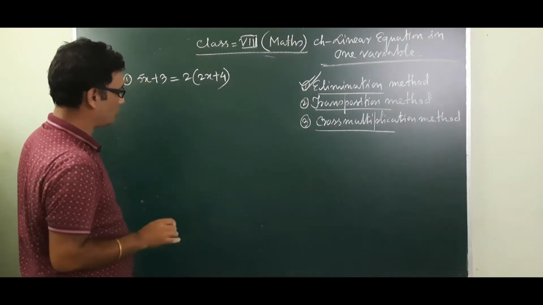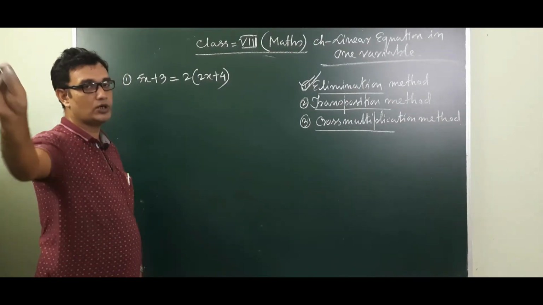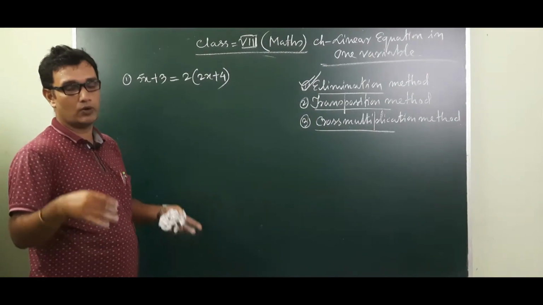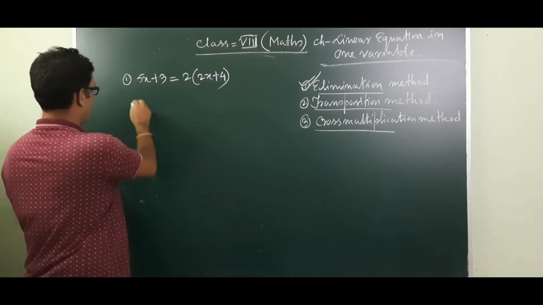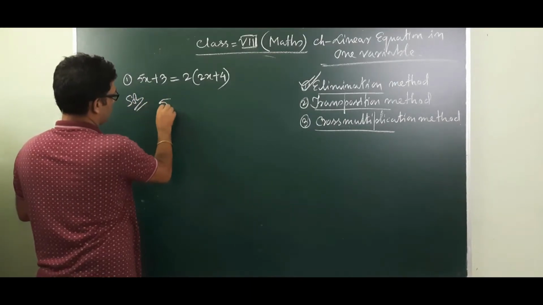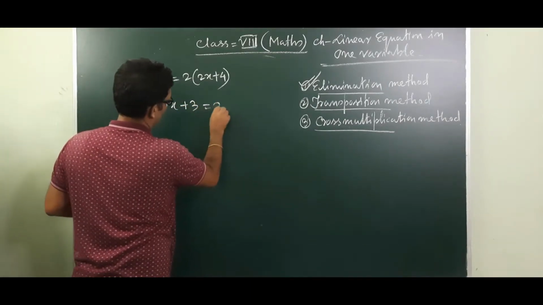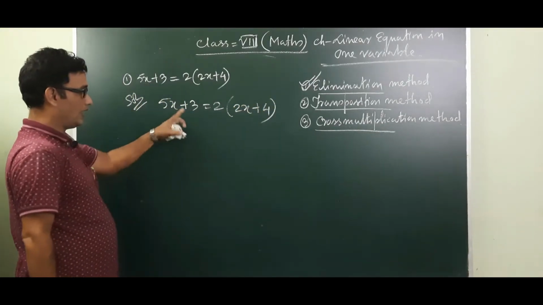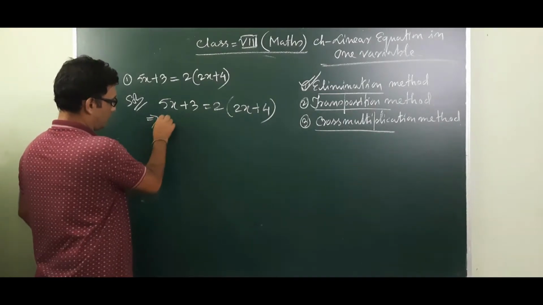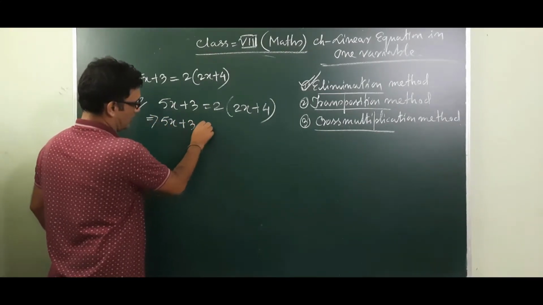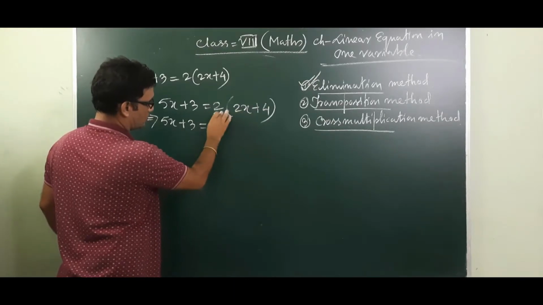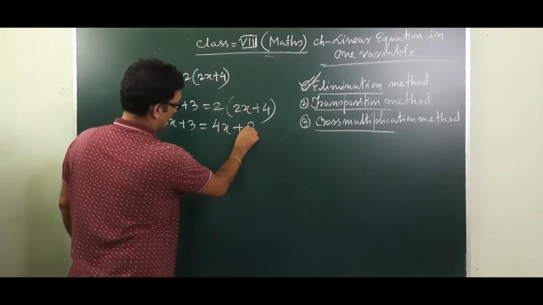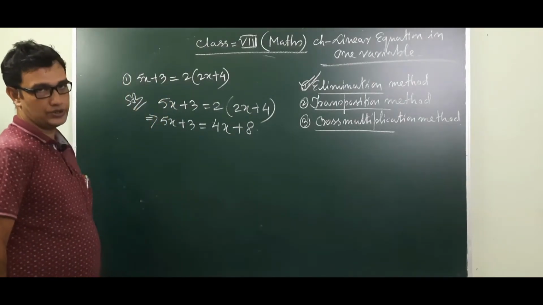Elimination method, how to solve? What is the meaning of eliminate? It means you are going to remove. So how will we remove, and what are we going to remove? You see here, suppose I am considering this question: 5x plus 3 equal to 2 into (2x plus 4). So first you will write 5x plus 3, then here 2 times 2x is 4x, and 2 times 4 is 8.